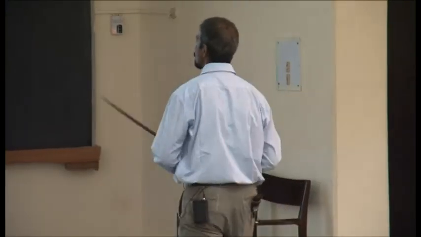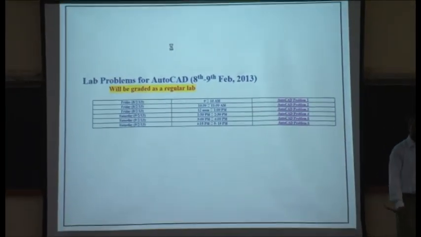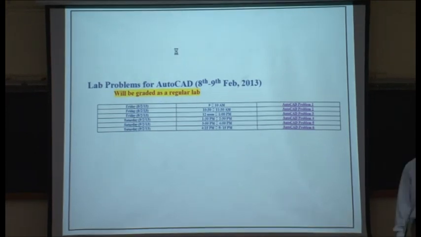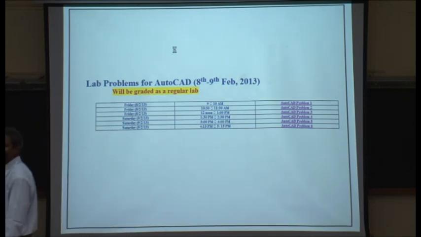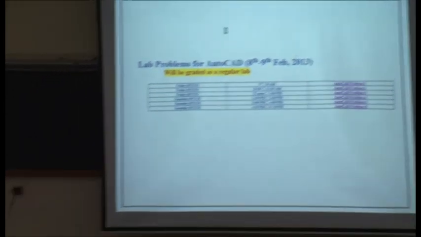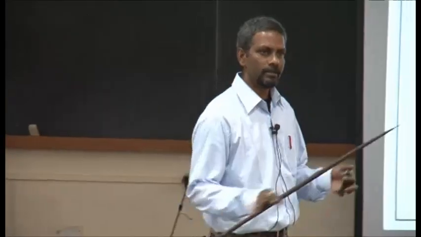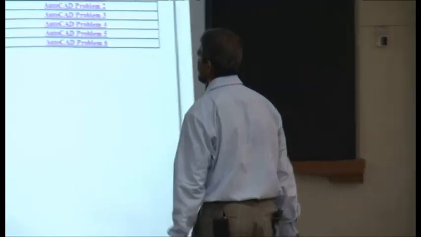If you go to my webpage, I have chosen 6 problems: 1, 2, 3, 4, 5, 6. So go through my webpage, you know which session you belong to, click on the respective problem, prepare the sketch. This time you're going to be getting only 1 hour to work on the AutoCAD lab. So prepare your sketch as well. Make sure you understand the object very well. Go to your respective AutoCAD labs, work on the object, submit the problem, and get graded.